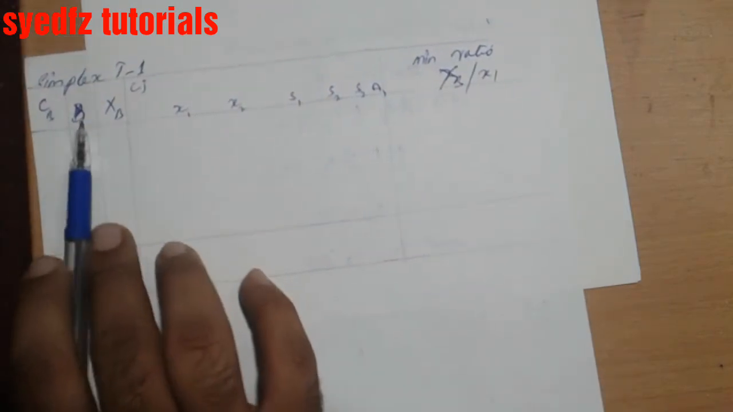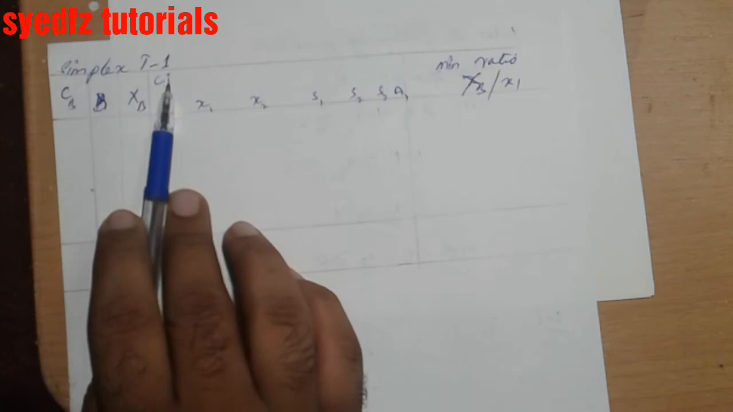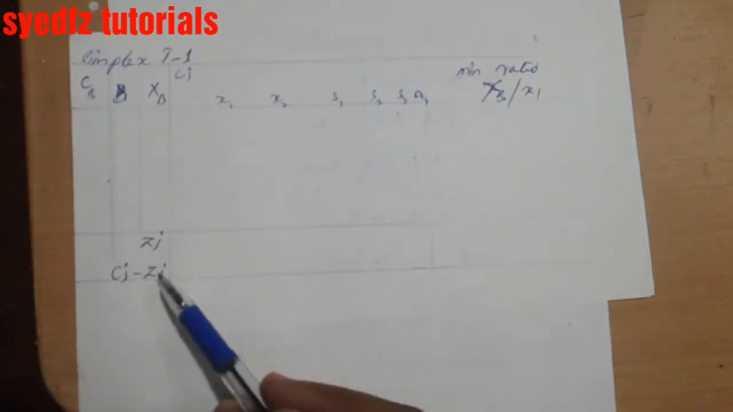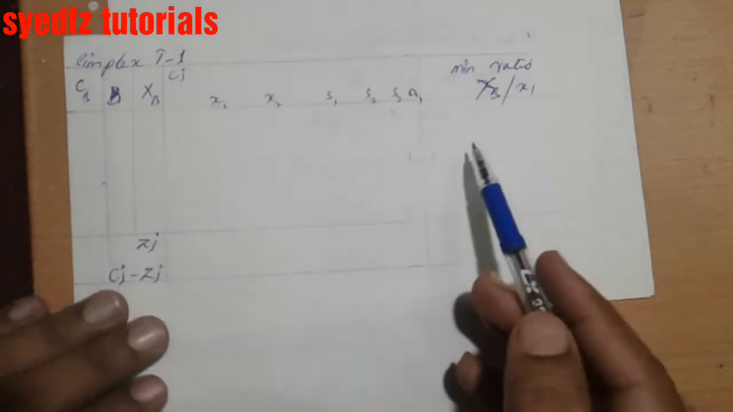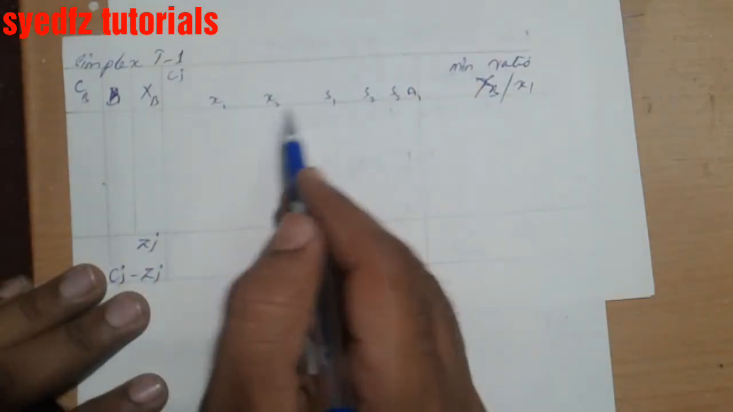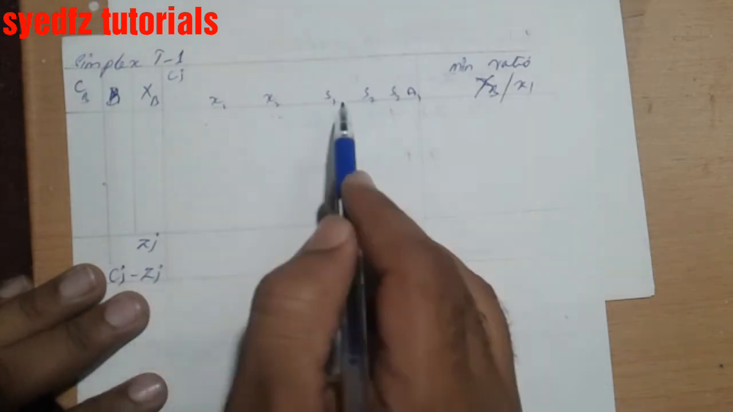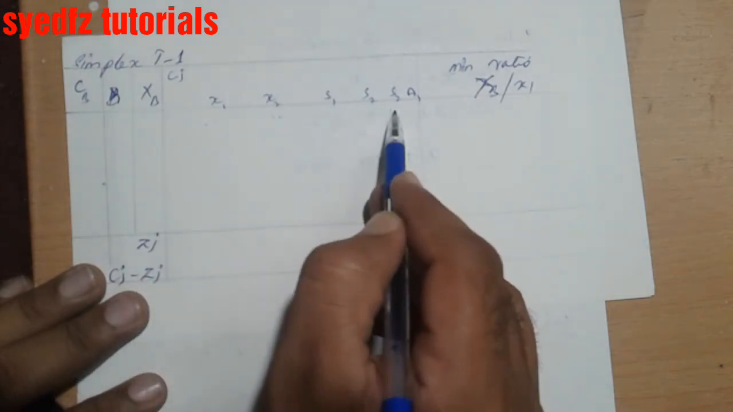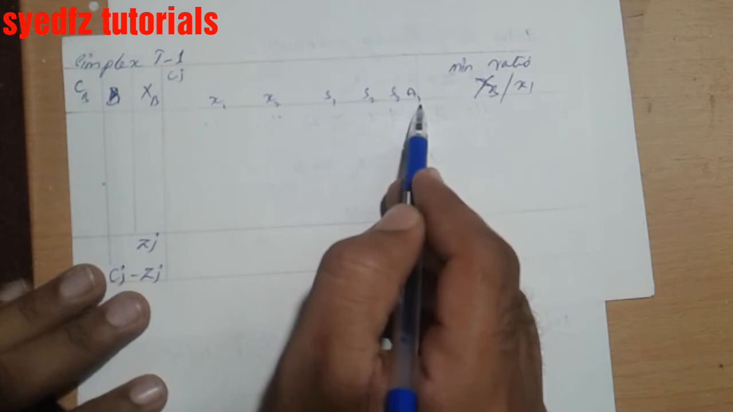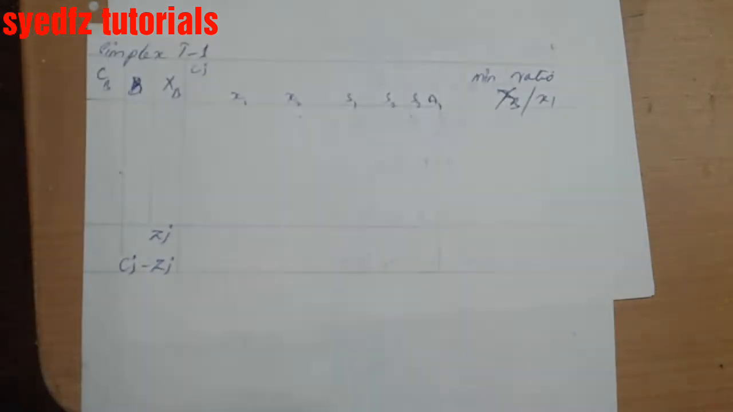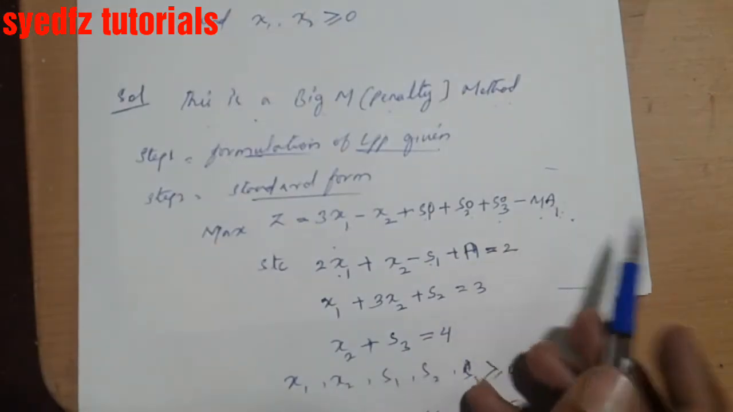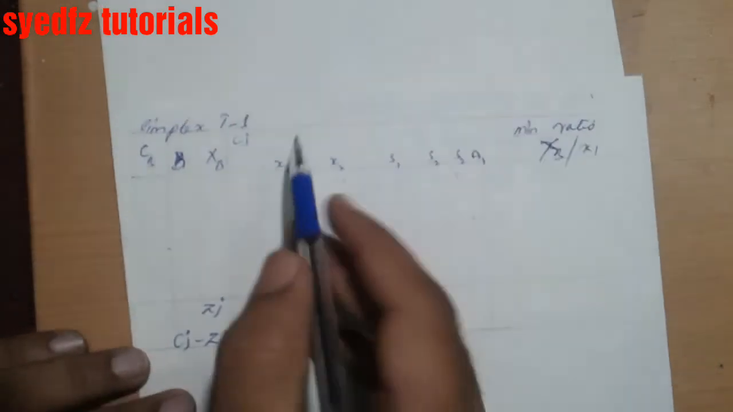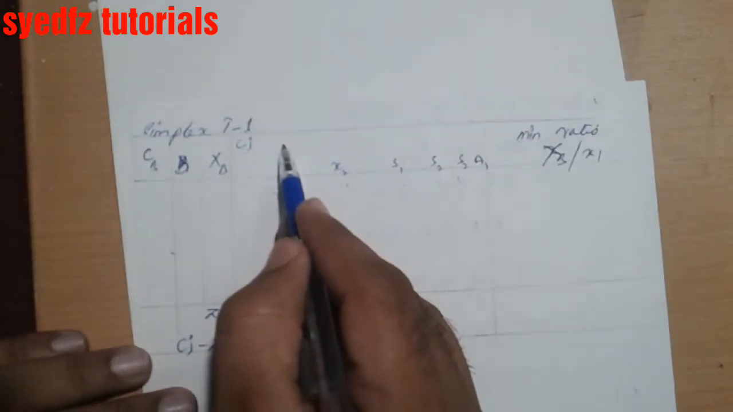Contribution to basic variable, solution to basic variable, objective function. And Zj is a calculation equation, Cj minus Zj, and minimum ratio. Here is S1, S2, X1, X2, then S1, S2, S3, plus A also, because A is also there in the objective function, and S3 also there. What is the equation? Means objective function.